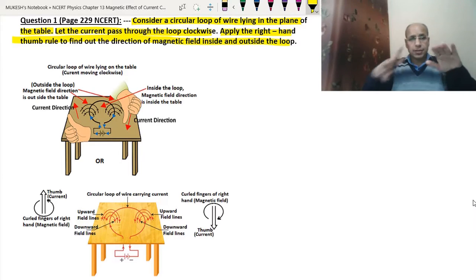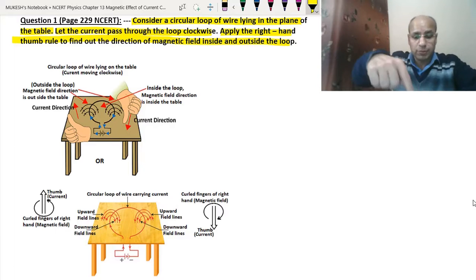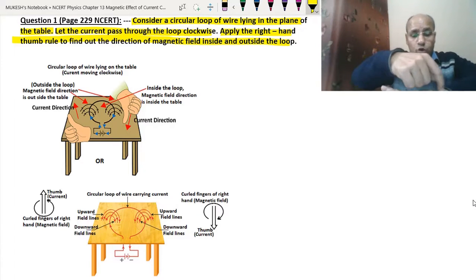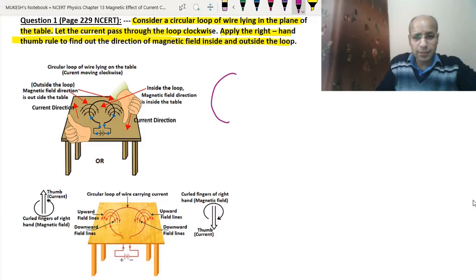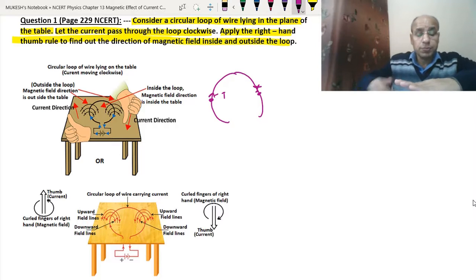Actually, now the loop is not like this. Suppose it is now like this. Now it is just lying on this table. Suppose if my hand is stable, then the loop is lying like this. In this loop, this clockwise current is flowing through it. So we have to apply the right hand thumb rule, because this point and this point will behave like a straight current carrying conductor. So if the current is flowing like this, and it is just like this.